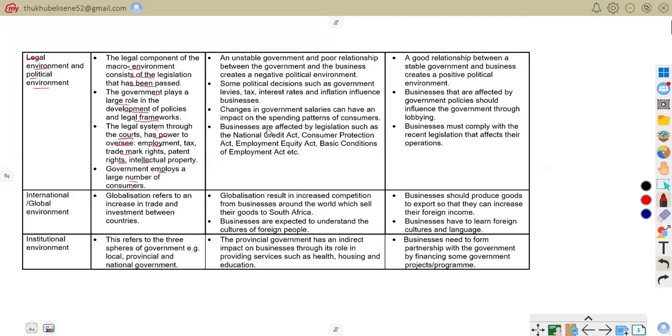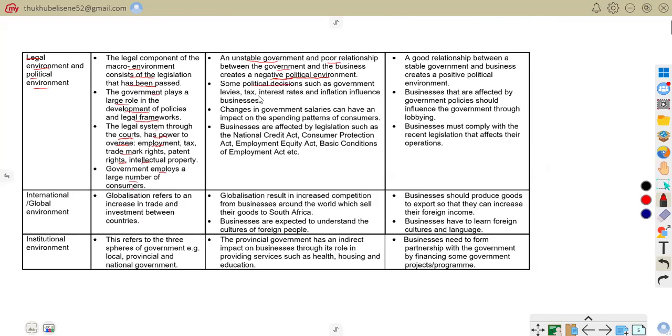Now we come to the challenges of the legal environment and political environment. Unstable government or poor relationship between the government and business creates a negative political environment. Meaning political instability scares investors. You know very well that investors will not want to invest in a country where there is political instability.